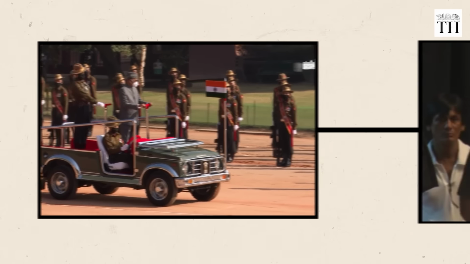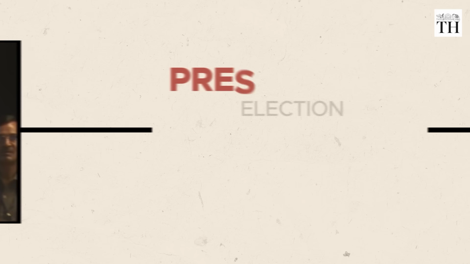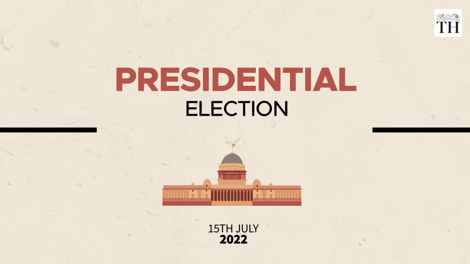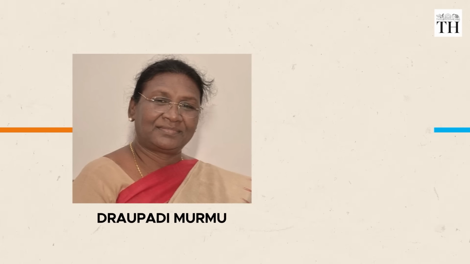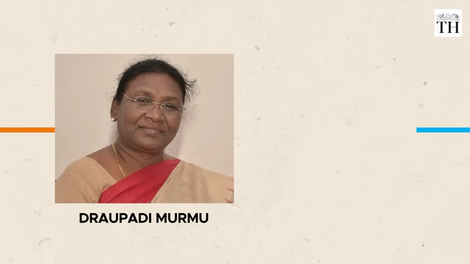After 5 years, his tenure is ending, and the stage is set for the upcoming presidential election on the 15th of July. The ruling BJP-led NDA has nominated Draupadi Murmu for the highest post, a former school teacher who later became the first woman governor of Jharkhand.